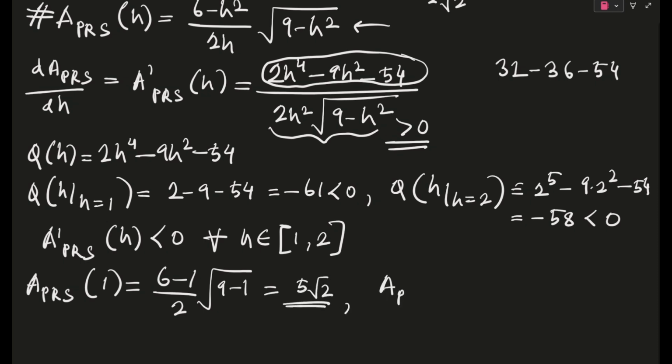And APRS at h equals to 2, this thing will come out to be 6 minus 2 to the 4, 2 by 2 to the 4 and root 9 minus 2 to the 4, 5. So root 5 by 2. Okay, this thing is coming out to be root 5 by 2.